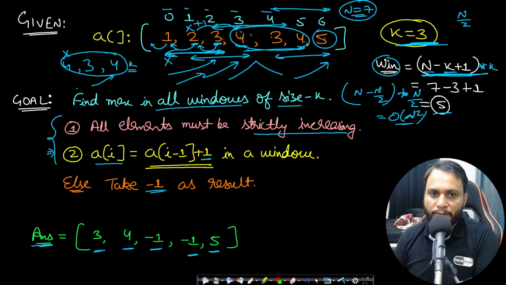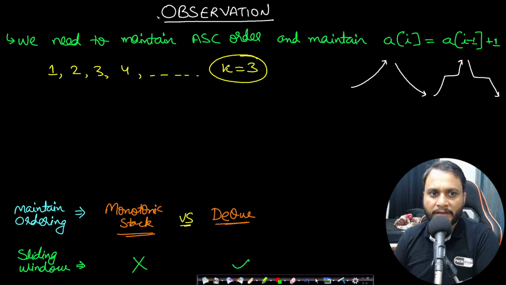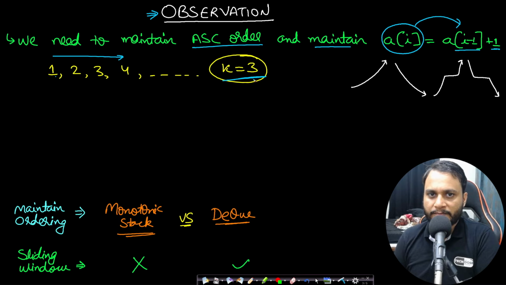So your brute force technique of checking each and every item in every window again and again will be n square. So this is the simplest possible approach, but then we have to apply some observation and find out the most optimal solution. In our case, we need to maintain the ascending order and maintain that every current item is greater than the previous item by one value. Okay, so let's say that our given set of items are 1, 2, 3, 4 and so on, and our k value is equal to 3, right?